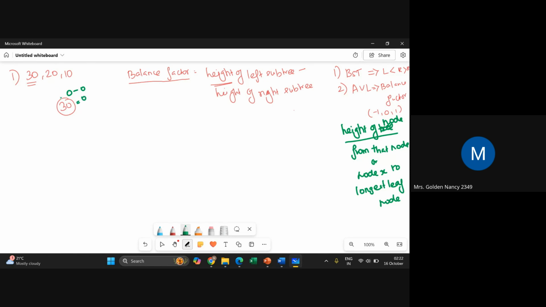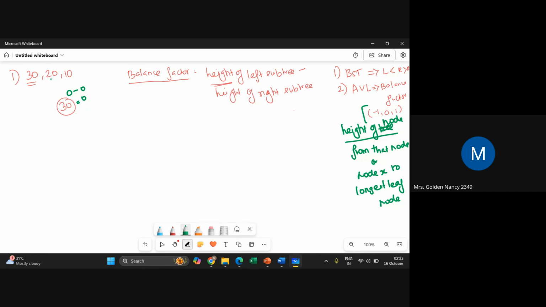Okay, so now we have the balance factor. This 0 is in the set. The balance factor can have a value of -1, 0 or 1. So here for 30 the balance factor is 0, so it is okay.